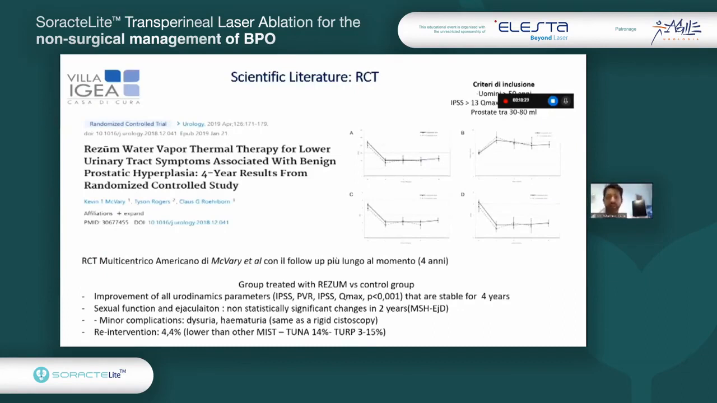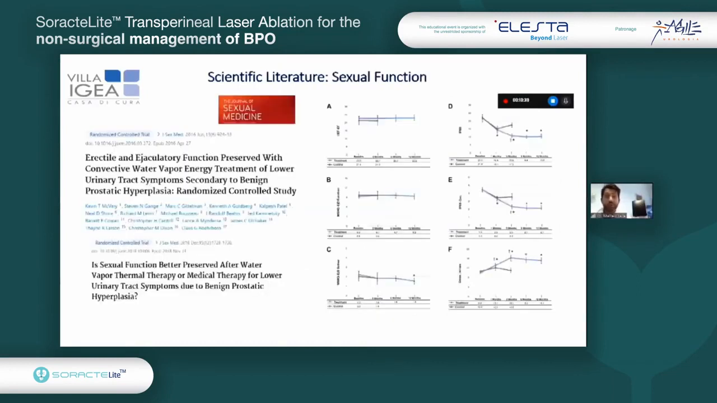It's lower than other MIST. And they have some minor complications, the same you can have on a cystoscopy. Preservation of sexual function is good. You see, there's no lowering in ejaculation, while there is improvement on the IPSS and Qmax and the other urodynamic parameters.